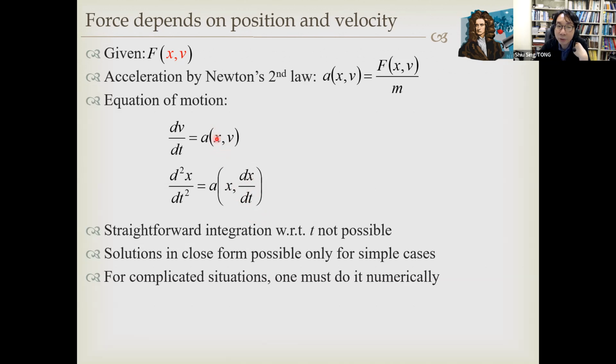If you like, you can write v as dx/dt, and that results in a differential equation. I can write dv/dt as d squared x over dt squared. And here I have a second order differential equation in x. So in this situation, straightforward integration is not possible. A solution in closed form is possible only for the simplest cases. For complicated situations, we have to rely on a computer and do it numerically. We cannot simply do it with pen and paper.